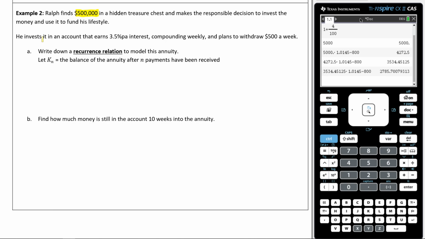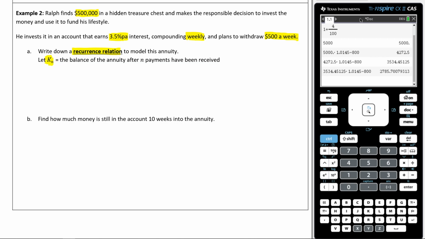All right. He invests it in an account that earns 3.5% per annum, compounding weekly, and plans to withdraw $500 a week. Okay, write down a recursion relation to model this annuity. So K of N is going to be equal to this.